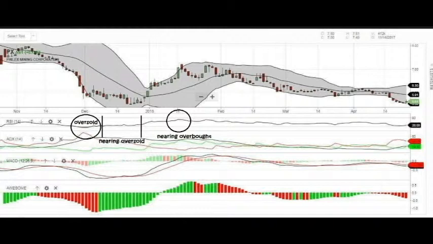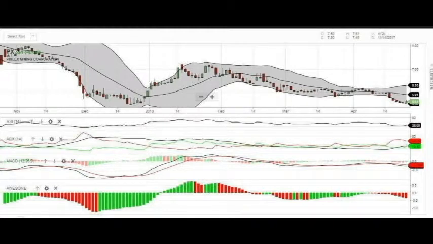In RSI, when the indicator overlaps the upper fixed point, which is 80 as used in this chart, then it is said to be overbought. And when the indicator overlaps the lower fixed point, then it is said to be oversold. When the indicator is in the middle, it is in the neutral level.